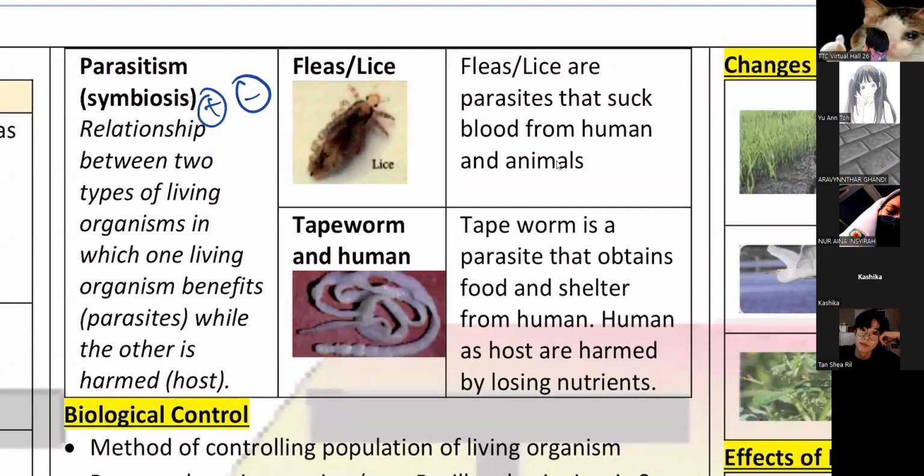Tapeworm, this is your cacing pita. I think I told you this before, right? Do not eat anything raw, because if this thing happens to grow in your stomach, they will suck your nutrient and then you will lose weight.